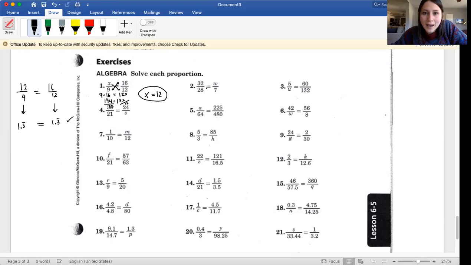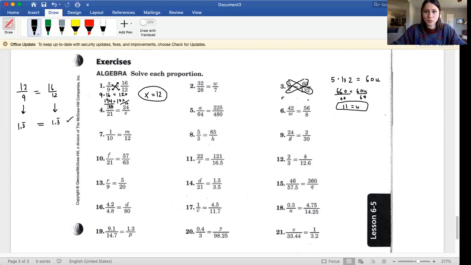So let's take a look at number 3, okay? Some bigger numbers. I'm going to multiply across and set them up as equal to each other. So I'm actually going to do it over here. 5 times 132 equals 60u. And so 132 times 5 is 660. 660 divided by 60 is 11. So divide by 60 on both sides, and we get 11 as our answer. And so u equals 11.